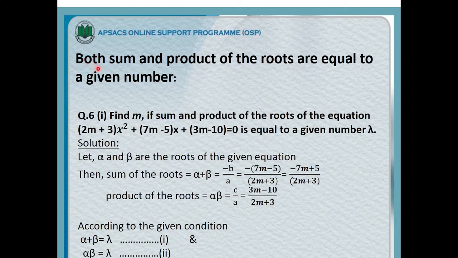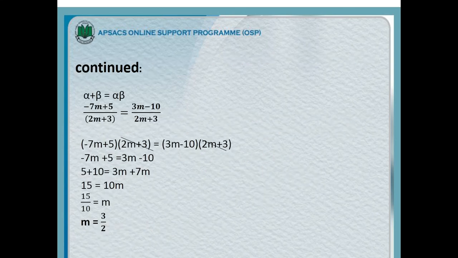So this is the last topic of today's lesson, that is, both the sum and the product of the roots are equal to a given number. So students, I am going to explain question number 6 part 1, in which you have to find the value of m if the sum and the product of the roots of the equation is equal to the given number lambda. Consider alpha and beta to be the roots of the given equation.